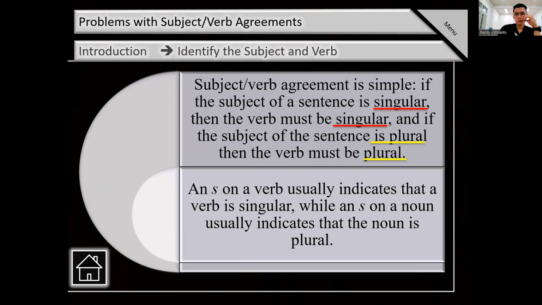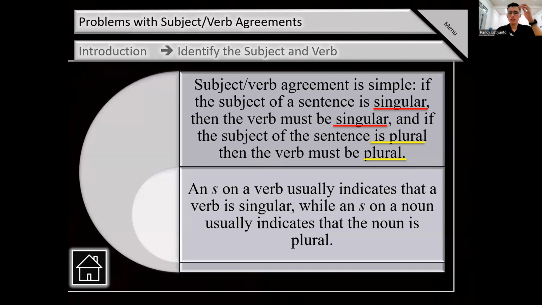Subject-verb agreement is very simple. If the subject of a sentence is singular, then the verb must be singular. And if the subject of the sentence is plural, then the verb must be plural. An S on a verb usually indicates that the verb is singular, while an S on a noun usually indicates that the noun is plural.